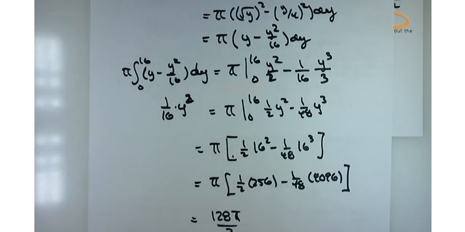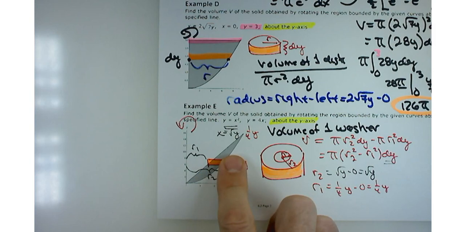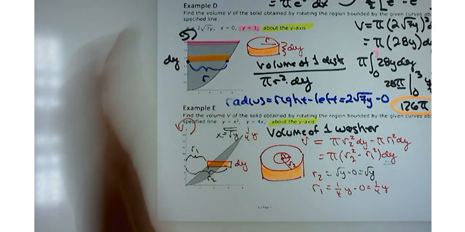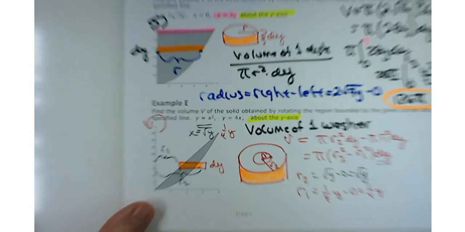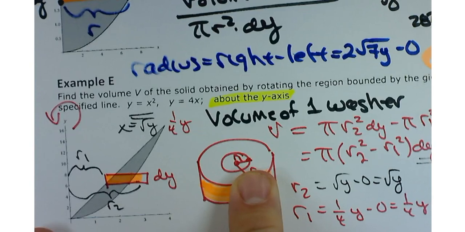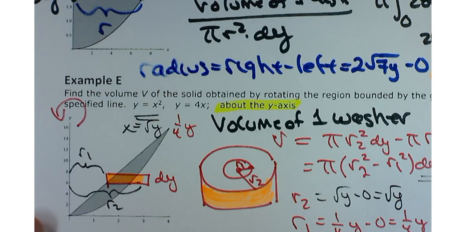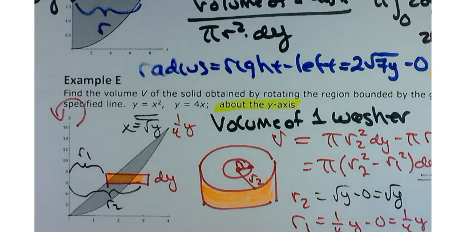The big thing that you need to see, though, is that because this region wasn't flush, wasn't completely up tight against your axis of rotation, that's why we got that little gap there that resulted in this being a washer method as opposed to a disk method. So if there's a gap, you're probably going to end up with something like this, a washer instead of a disk.